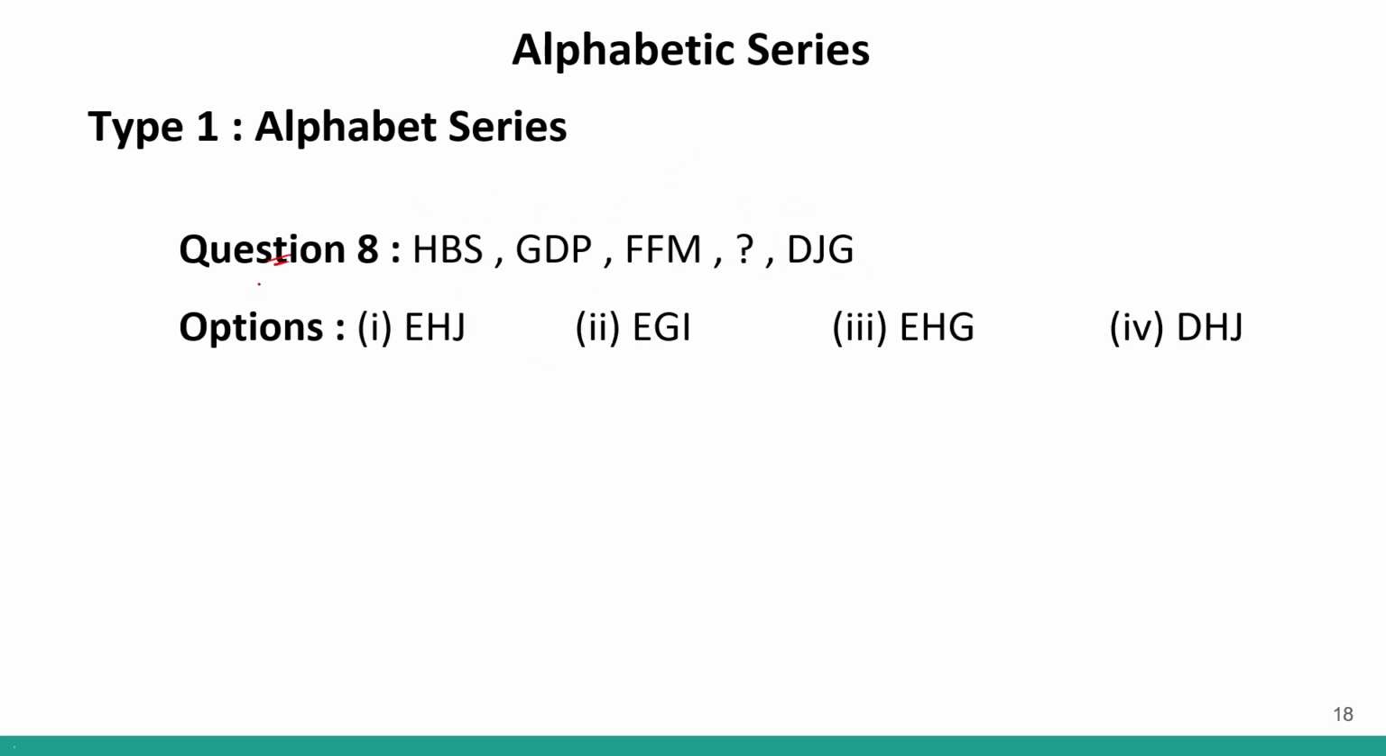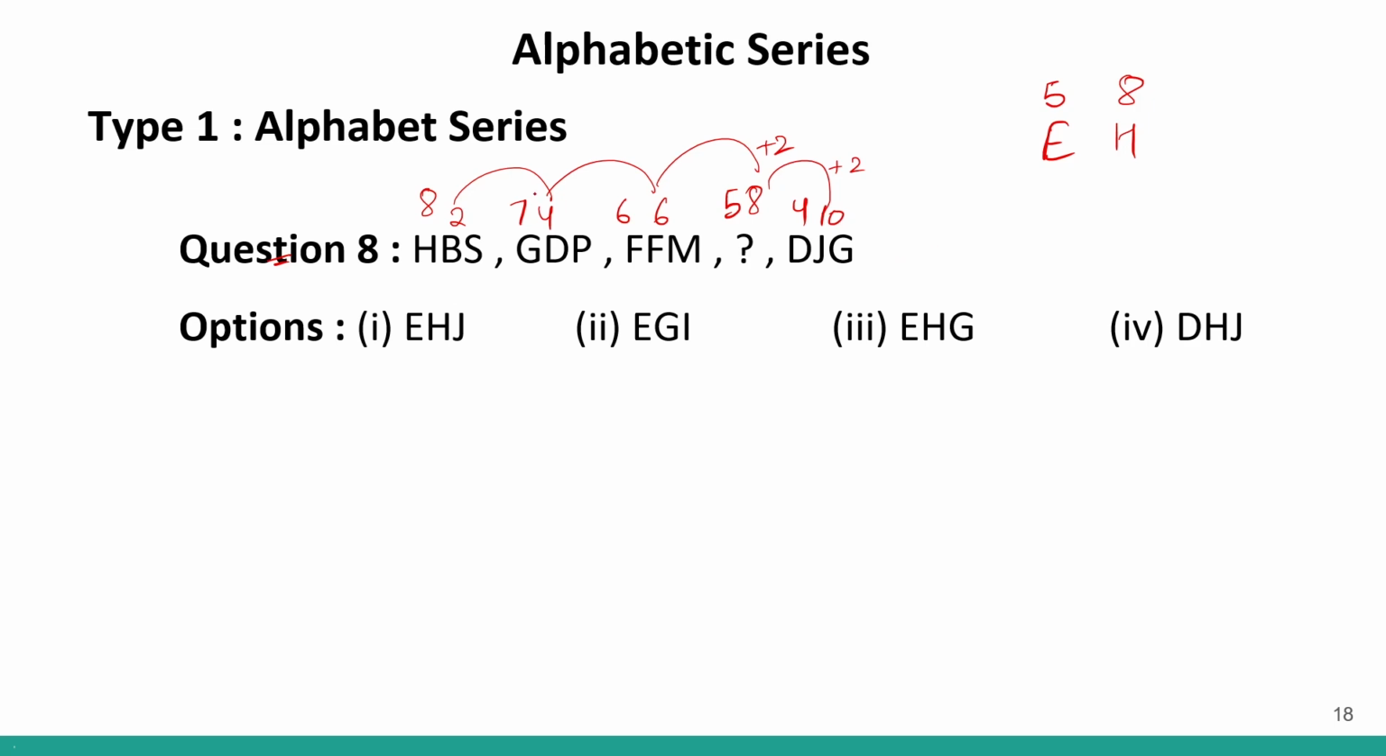Question number 8. Now, let us look at the first ones. So H is how much? It is 8, 7, 6. So the next will be 5 and D is 4. So at 5th position we have E. Correct? Now, B is 2, D is 4, F is 6. So +2, +2, +2 will give me 8 and +2 will give me J, which is 10th. So 8th position we have H.